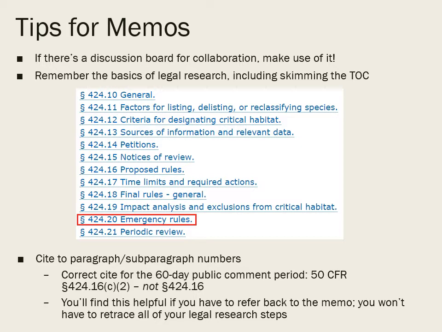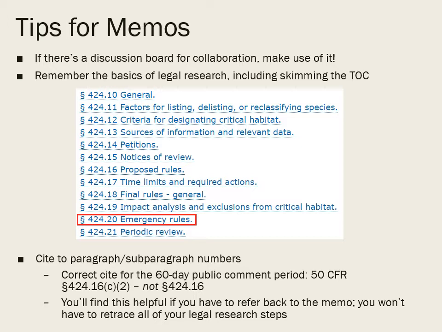Additionally, think back and remember the basics of legal research, and that includes skimming the table of contents for statutes and regs. In this case, the regulations for adding a species to the endangered species list specifically included a section titled Emergency Rules. So if you skimmed the table of contents, you would have realized that there might be a way to get the plant listed more quickly because there's an emergency rule.